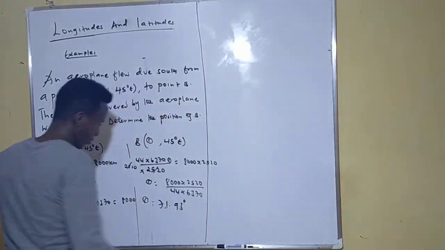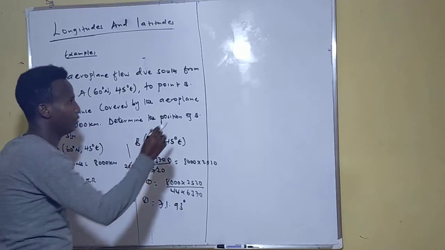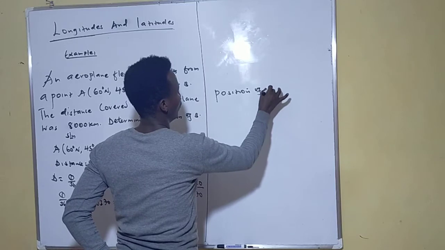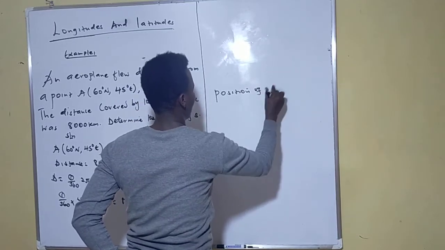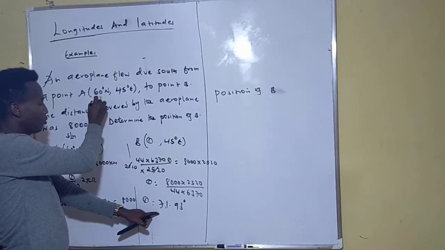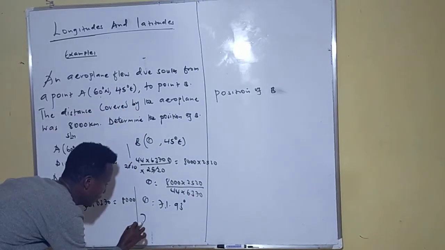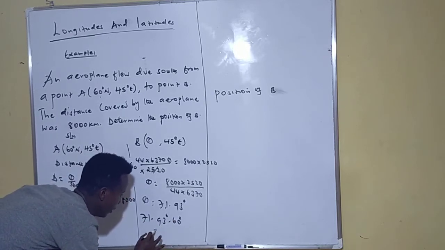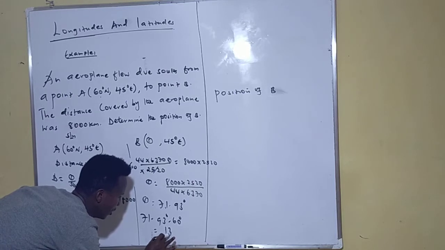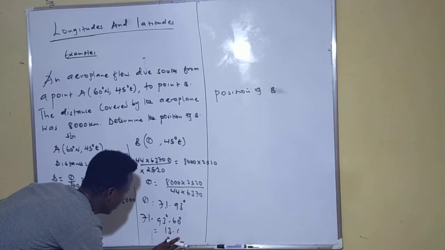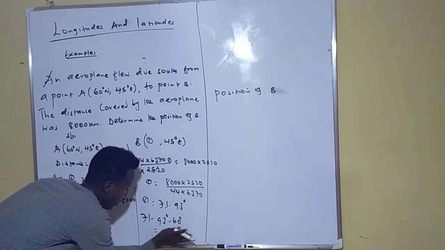Now let's get the position of point B. I will write this minus this one. Therefore I'll say 71.93 degree minus 60 degree. It will be how much? 13 point what? Sorry. Is it 13 or what? Let me subtract. That's 11, sorry.